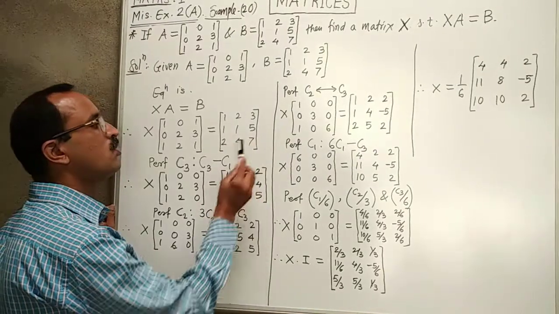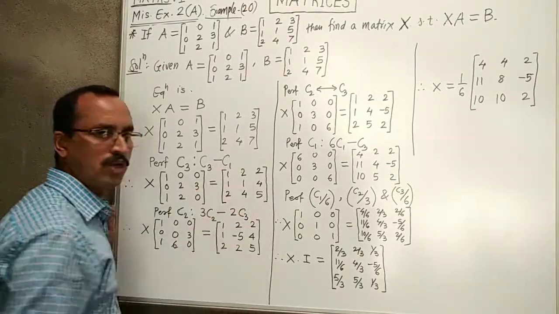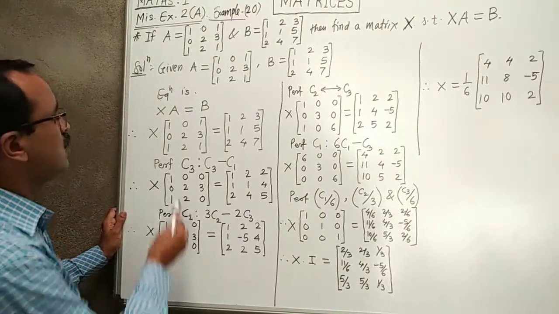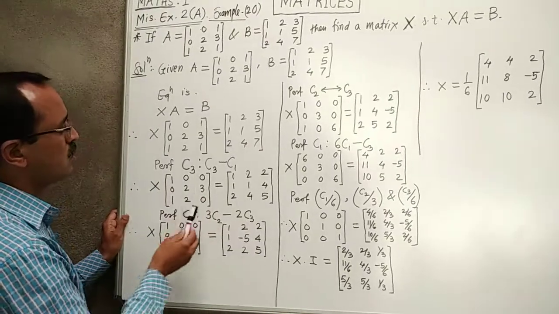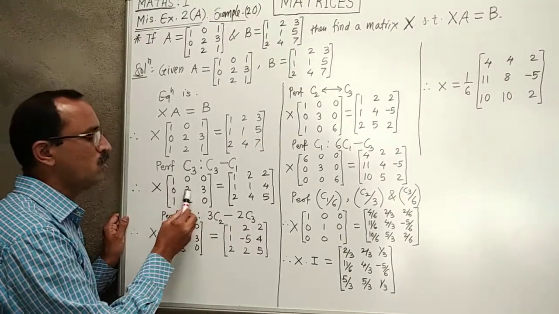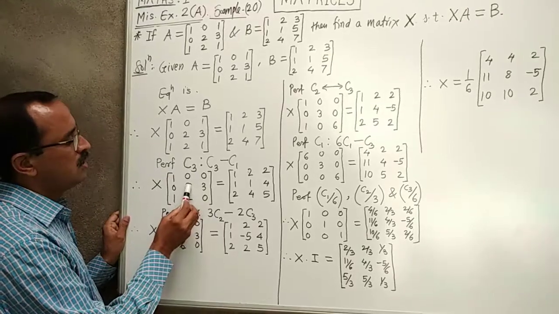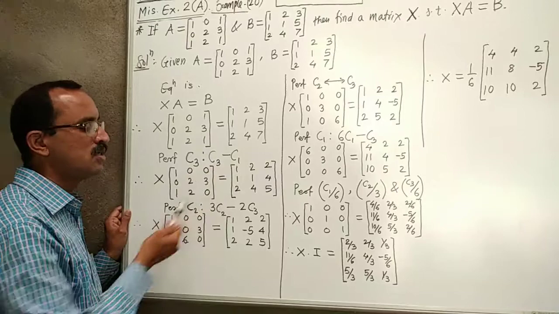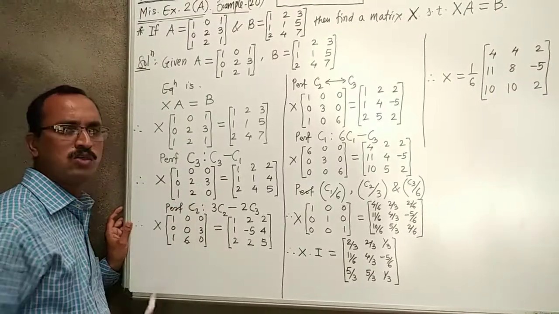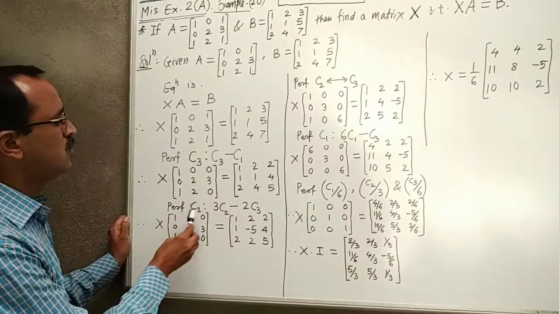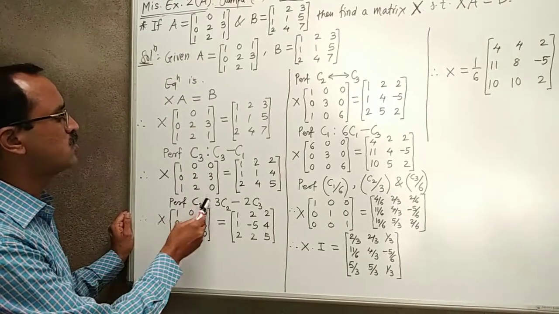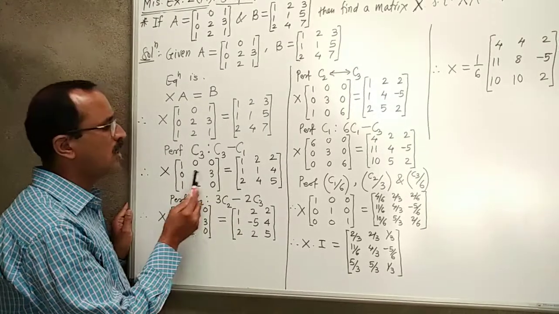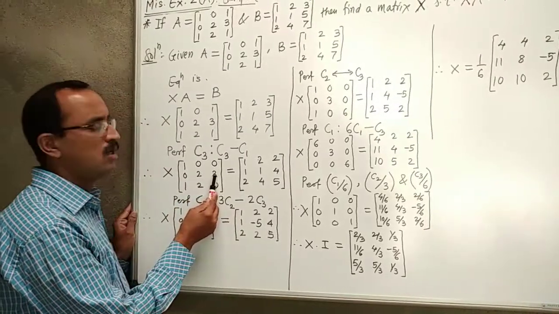5 minus 1 4, 7 minus 2 5. Now we convert this into an identity matrix. First of all, I convert this 2 into 0, so I transform C2, such that I multiply this 2 by 3 and this 3 by 2.